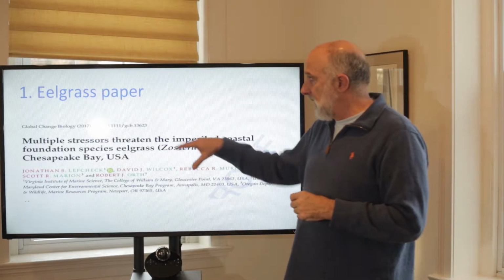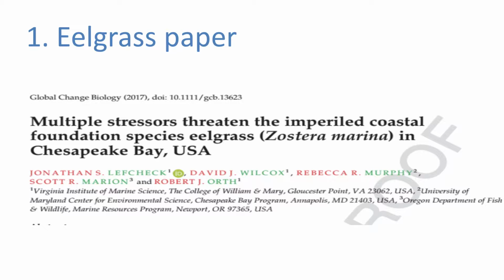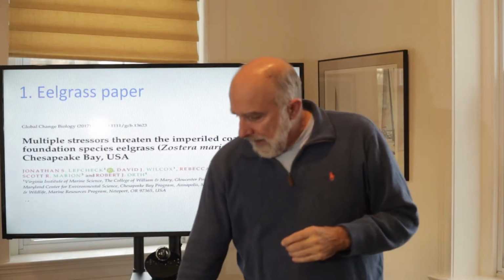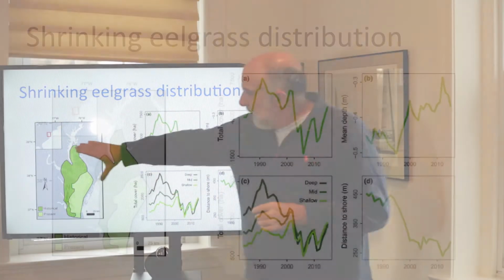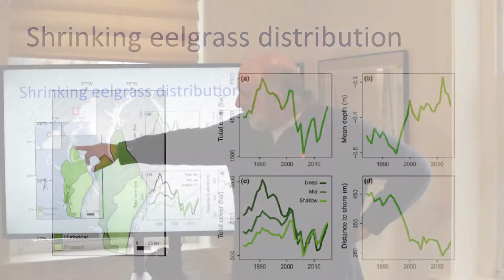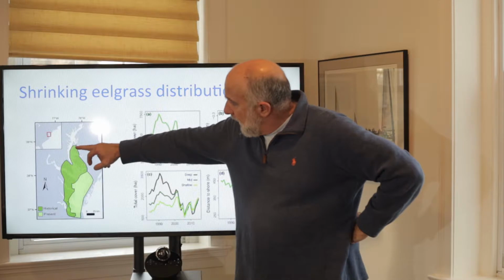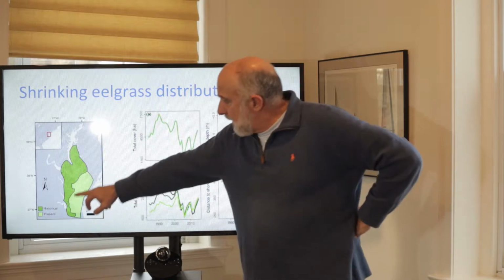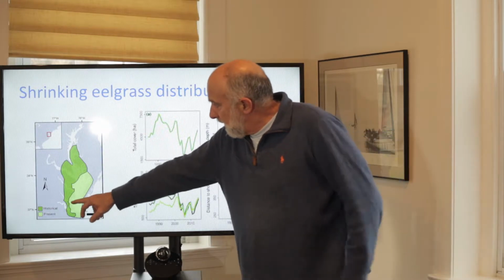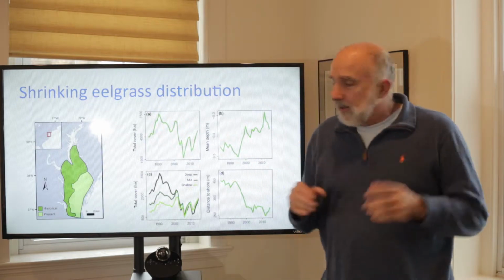So number one was the eelgrass paper that came out earlier this year in Global Change Biology. Multiple stressors threatening imperiled coastal foundation species, eelgrass in Chesapeake Bay. And this effort showed with historical maps and distribution assessments that the eelgrass used to stretch all the way up here to Kent Island, and now it's shrunk back to just the lower bay, and none of the western tribs anymore have it beyond just the mouth of the tribs. So it's very reduced in distribution.